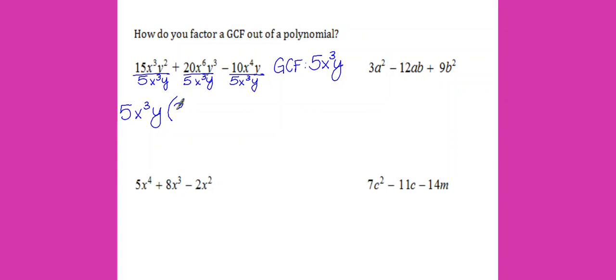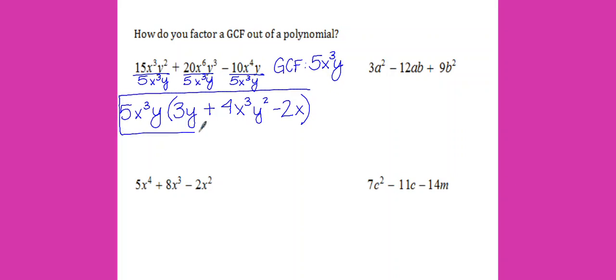15 divided by 5 is 3. And when you're dividing with exponents, it's basically subtracting. We had 3 x's, we divided 3 of them out, so there's no x's left. We had 2 y's, we divided 1 of them out, so 1 of them will be left. Plus 20 divided by 5 is 4. We had 6 x's, we divided 3 of them out, so we're left with 3. We had 3 y's, we divided 1 of them out, so we're left with 2. And then finally minus 10 divided by 5 is 2. We had 4 x's, we divided 3 of them out, so there's 1 x left. And our y's all divided out.